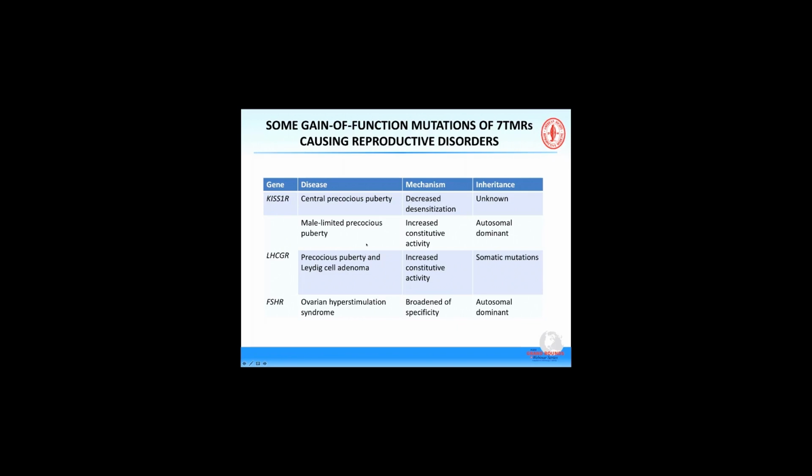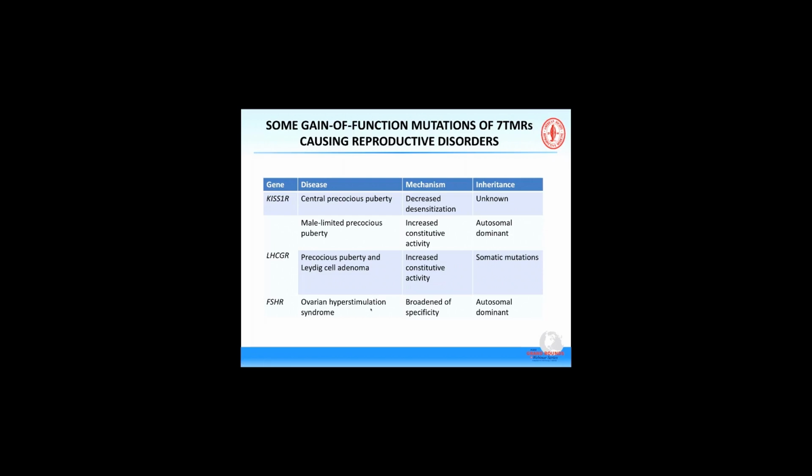There are activating mutations of the LH receptor. The phenotype of these mutations is actually male limited. There are women who have activating mutations of the LH receptor, but they have no phenotype. So in males, it leads to male-limited precocious puberty or precocious puberty and Leydig cell adenomas. The male-limited precocious puberty mutations are autosomal dominant. The only mutations that are known to induce Leydig cell adenomas are actually somatic in nature, but they induce precocious puberty as well.